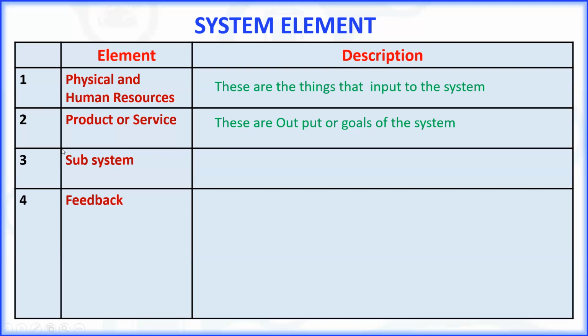Subsystem. Then what are the subsystems? Subsystems are the small units that work together to achieve a unique goal. Right? Subsystem. Then think about what subsystems are available in the university system. Faculties, welfare unit, library, playground. These are the subsystems available to achieve the unique goal.